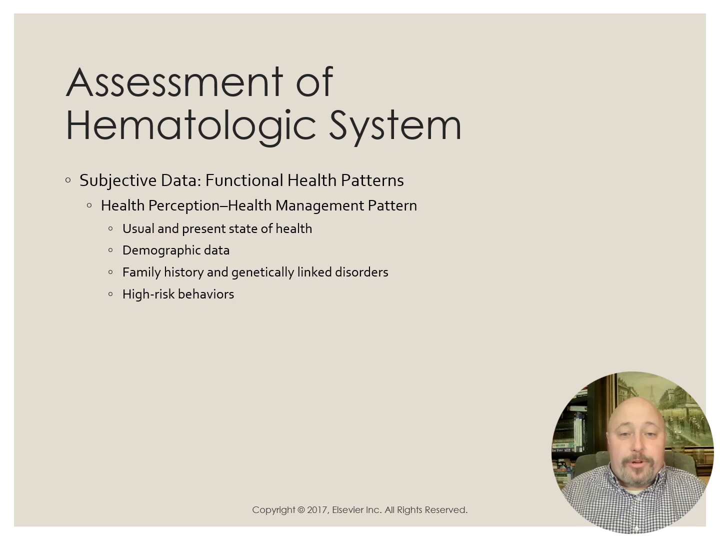Gather complete demographic data, including age, gender, race, and ethnic background. The family history of hematologic problems helps identify genetically linked disorders, specifically jaundice, anemia, malignancies, sickle cell disease, or other red blood cell disorders. And also, you want to carefully assess for bleeding disorders such as hemophilia and other clotting disorders. Assess for risk factors such as alcohol, illicit drugs, and cigarette use.